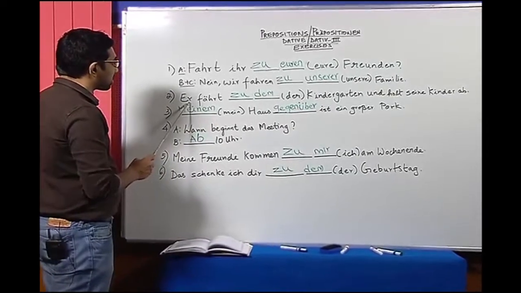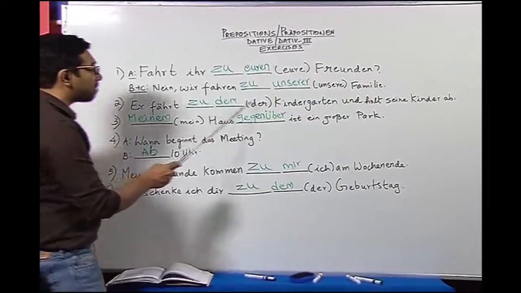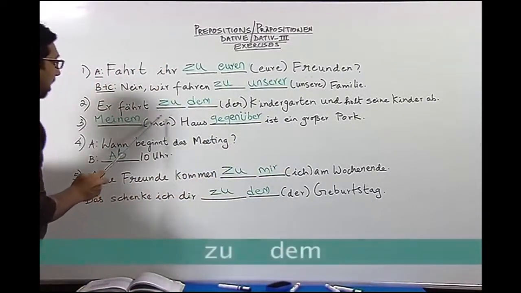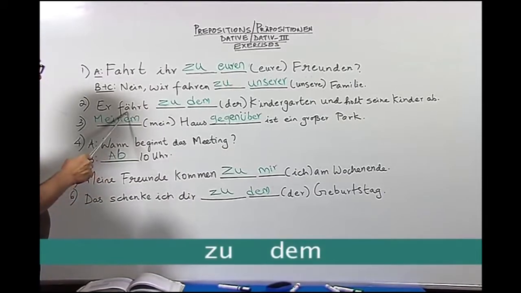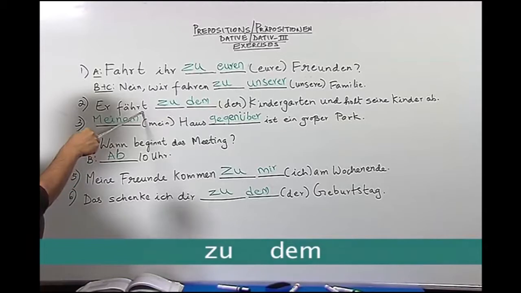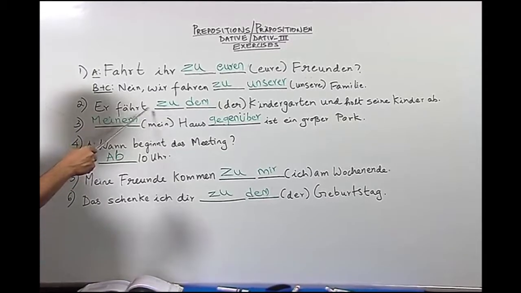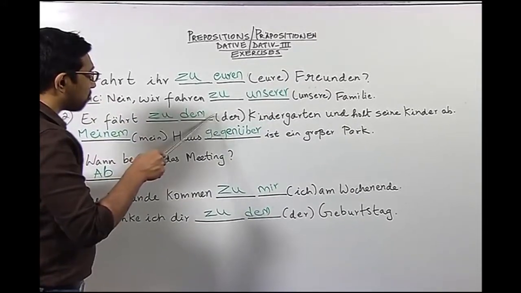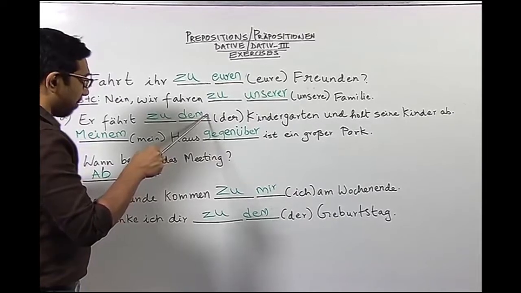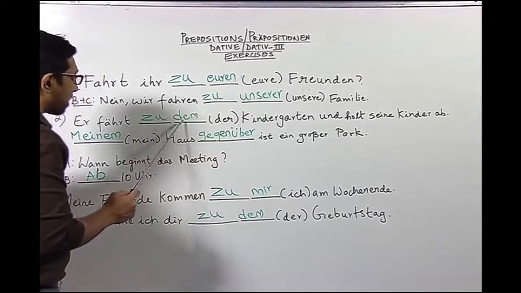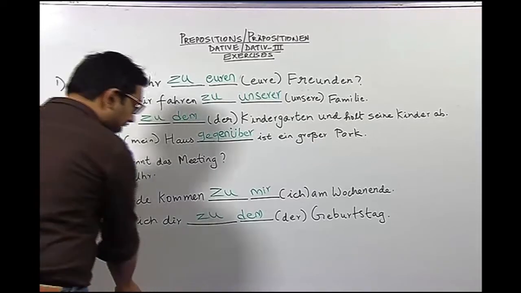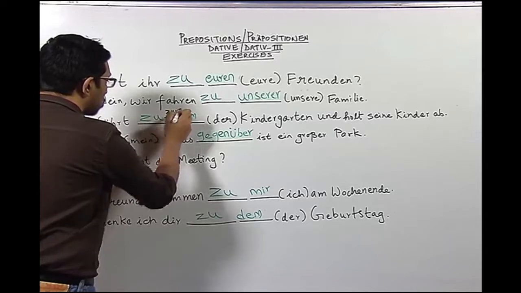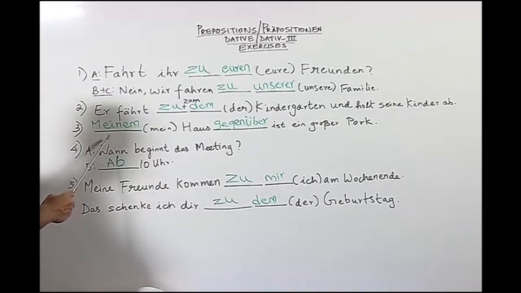Now let us look at sentence number 2. Er fährt zu dem Kindergarten und holt seine Kinder ab. Here the student correctly wrote the preposition zu based on the verb fährt, which means to drive, as you know, and since it's a movement verb, the student also wrote the correct dative form of the article there as dem. And as you know, we can combine these two words into one word, which will be zu plus dem becomes zum.